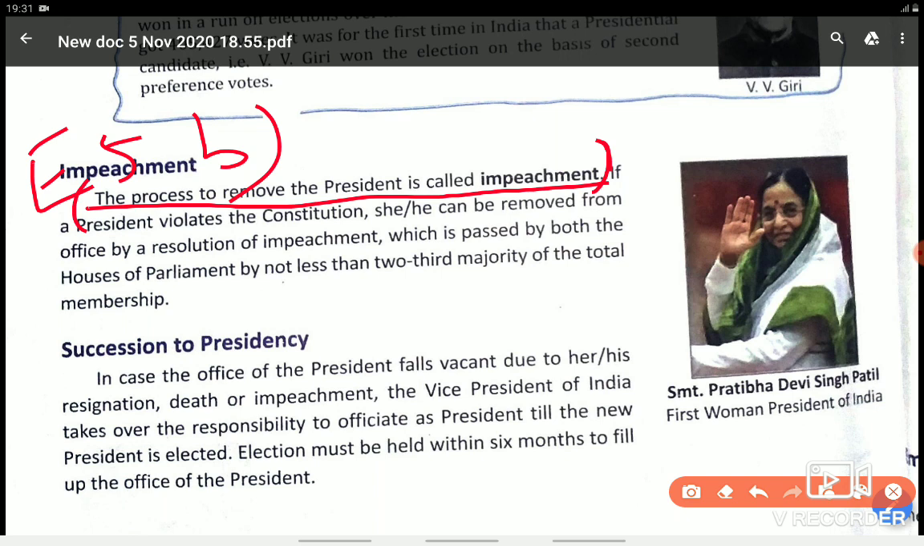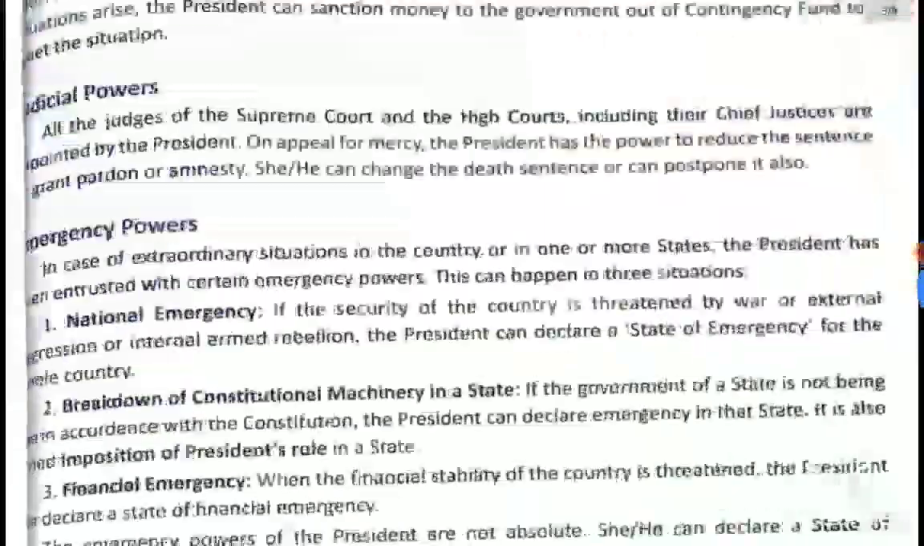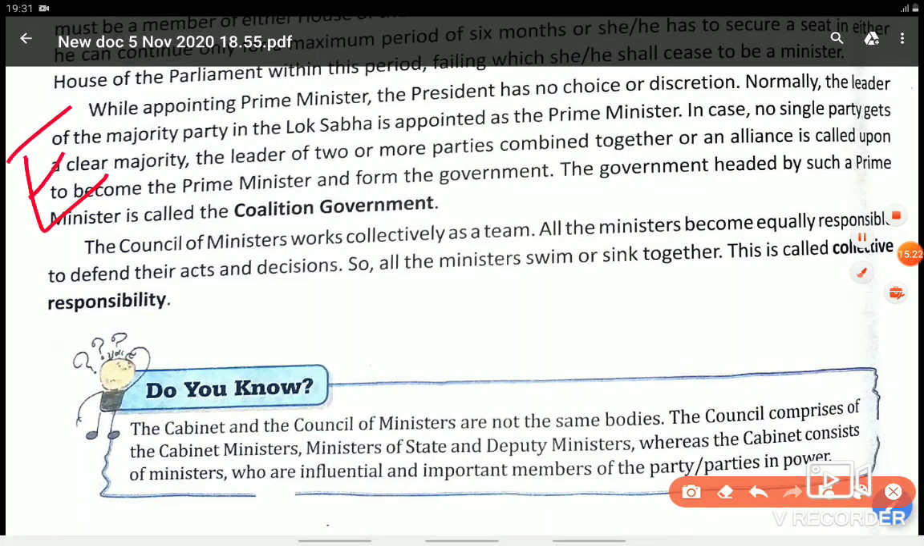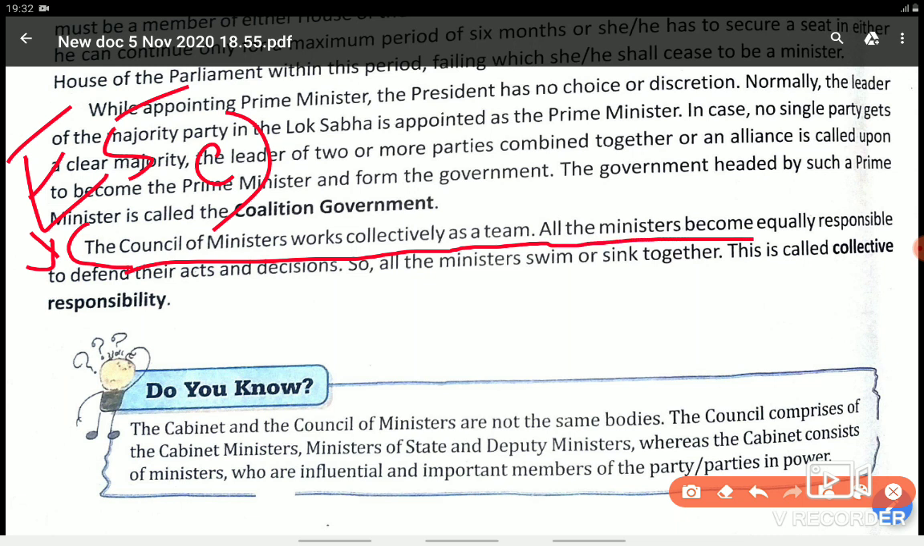Next is your collective responsibility. This you will get on page number 224. E5C1. The Council of Ministers works collectively as a team. All the ministers are equally responsible to defend their acts and decisions. And they swim or sink together. This is called collective responsibility. This is for E5C1, collective responsibility.